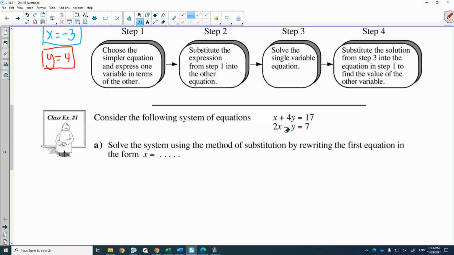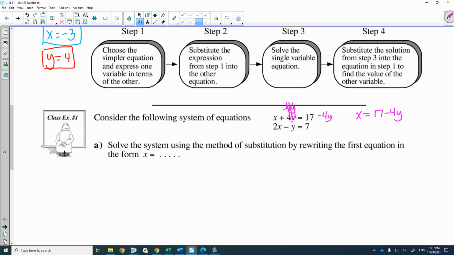It's actually not the y. That would be 2 steps. It would be this one. In one step, you guys, I could get what x is equal to. How I would do that is I would minus 4y and I would minus 4y. In one step, I just found what x is equal to. X is equal to 17 minus 4y.